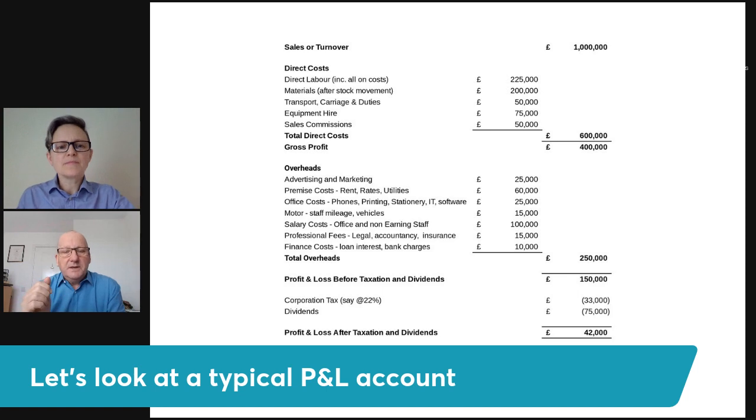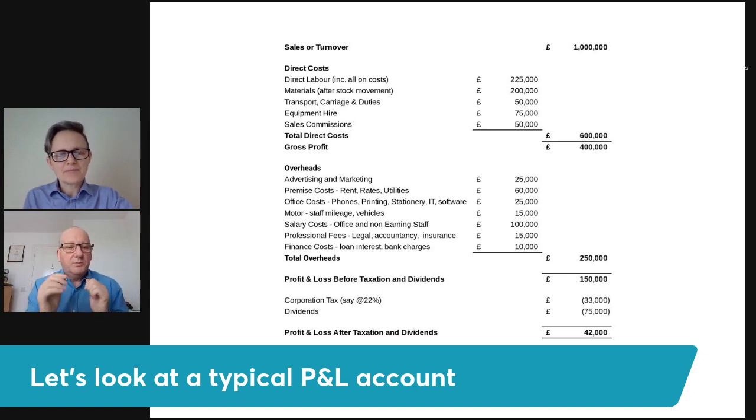sterling here. Now, what comes first is your direct costs or your cost of sales. And that is the cost of actually producing the income. So for instance, in construction, it's an operative, someone on site who's doing the work. In manufacturing, it's someone on the production line. In consultancy, it's someone who's providing the consultancy.